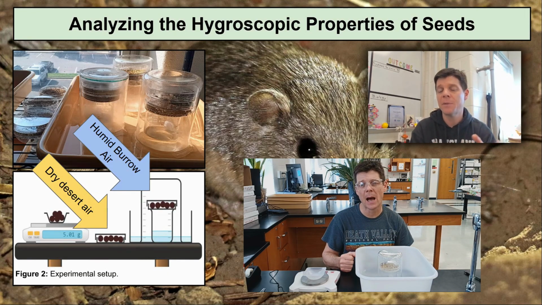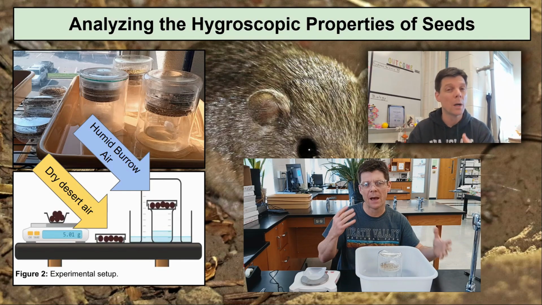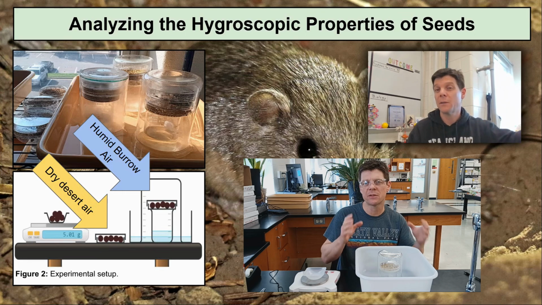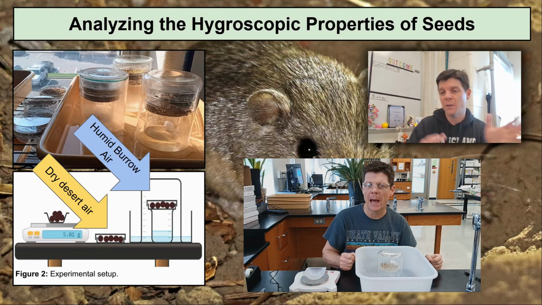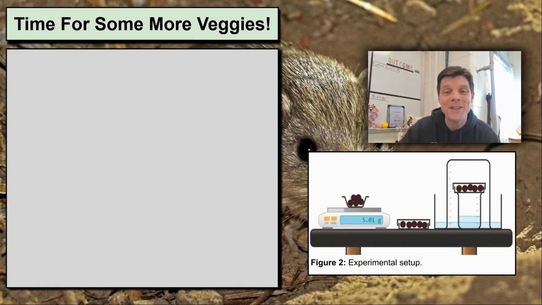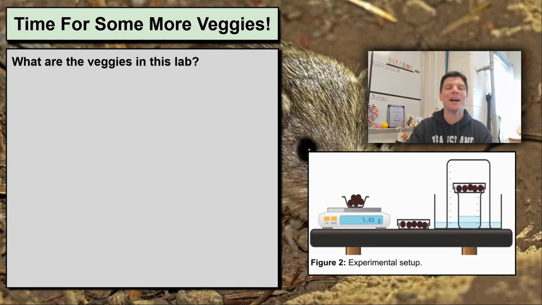Do some types of seeds absorb more water? Would there be a survival benefit to the rodents to select certain types of seeds as opposed to other kinds of seeds? And our question is driven around what kind of macromolecules are present in high levels in the seeds that absorb a high amount of water. We've got more veggies coming with this lab, right?